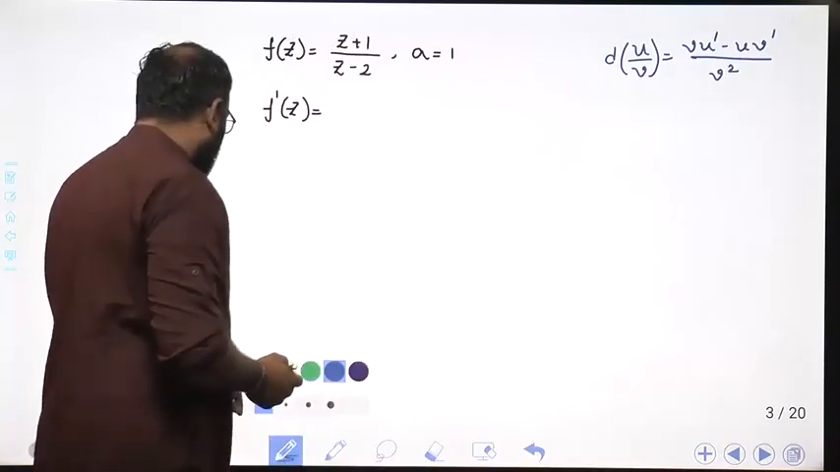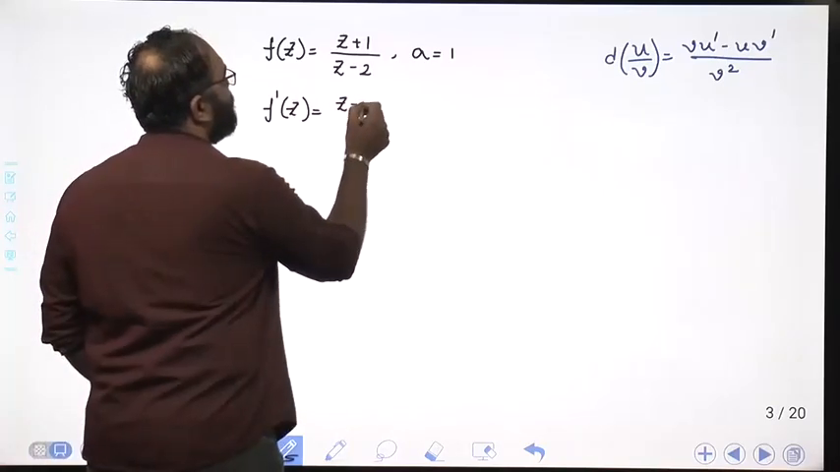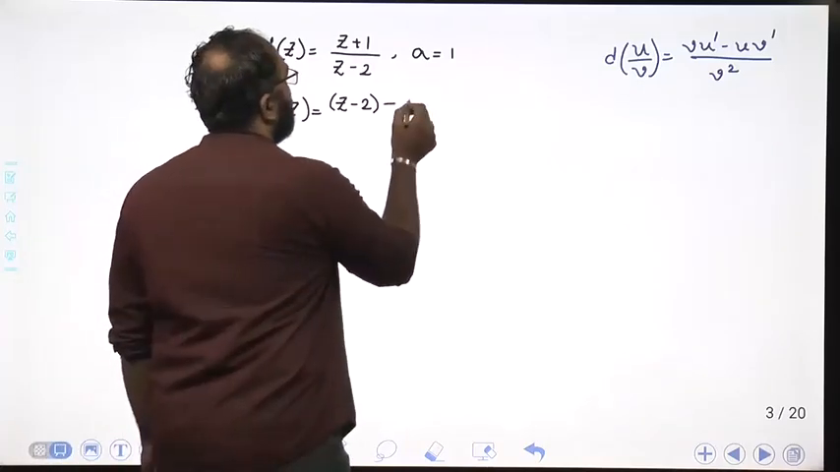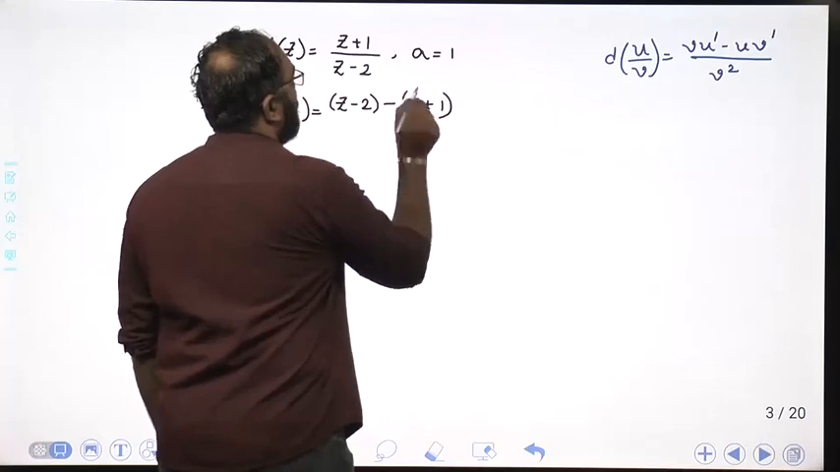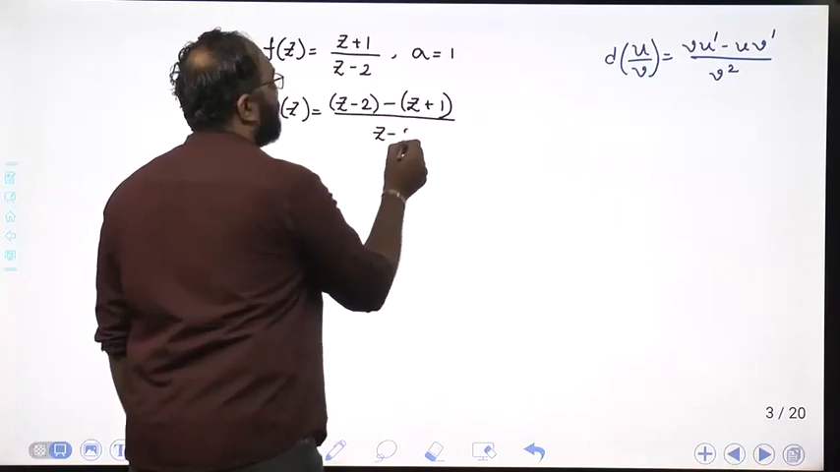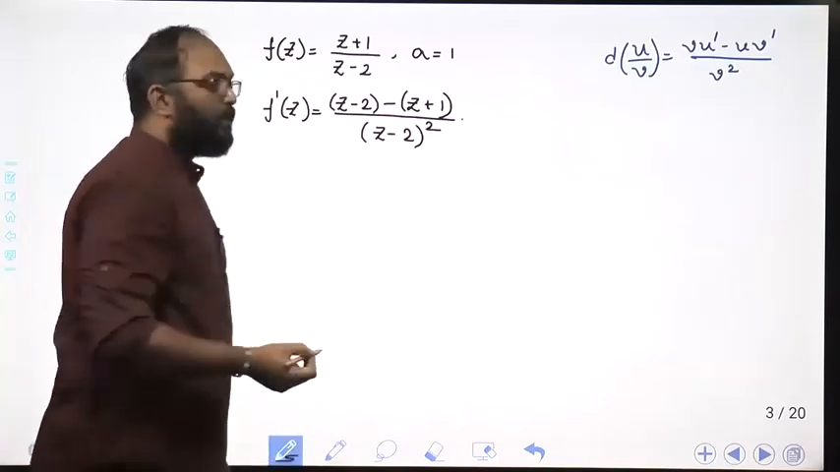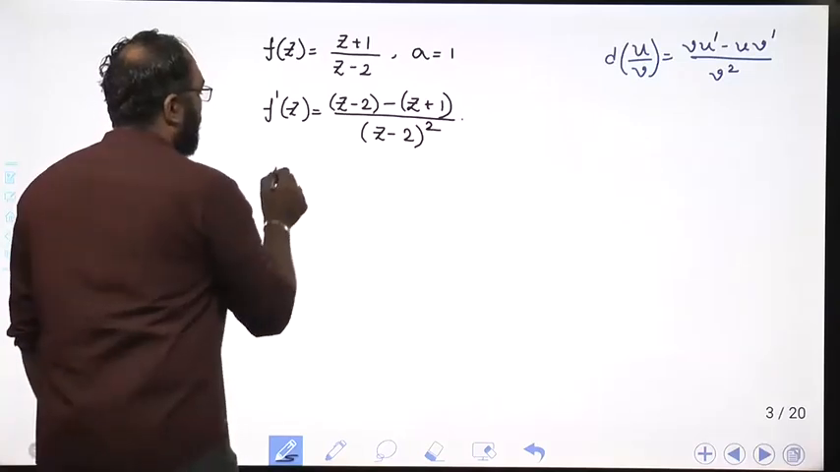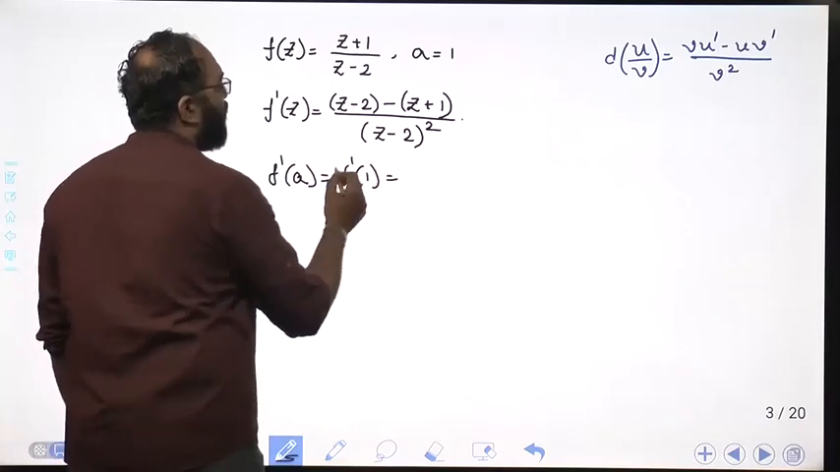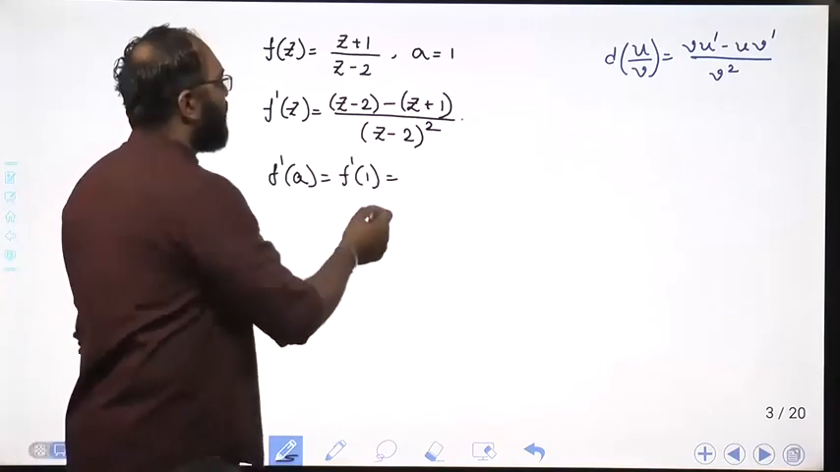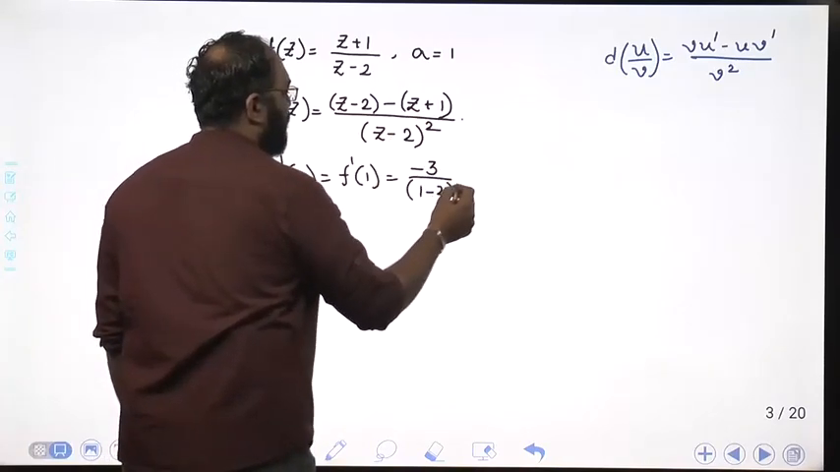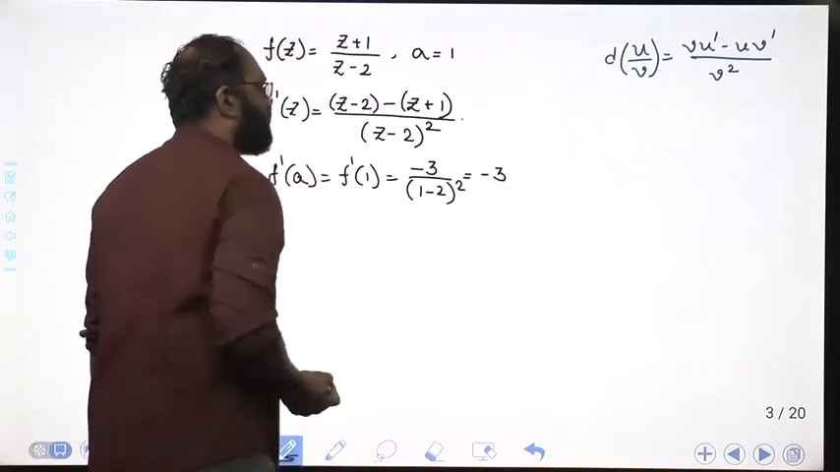So then if we apply the formula, that is v, that is z minus 2 into u dash, the derivative of z plus 1 is 1, minus u v dash. So the derivative of z minus 2 is again 1, only by v square, that is z minus 2 whole square. Yes, so this is the value of f dash of z, and f dash of a, that is f dash of 1, is given by what? So z and minus z will get cancelled, minus 2 minus 1, so that is minus 3 by 1 minus 2 whole square, right? And that is equal to how much? Minus 3 is the value.